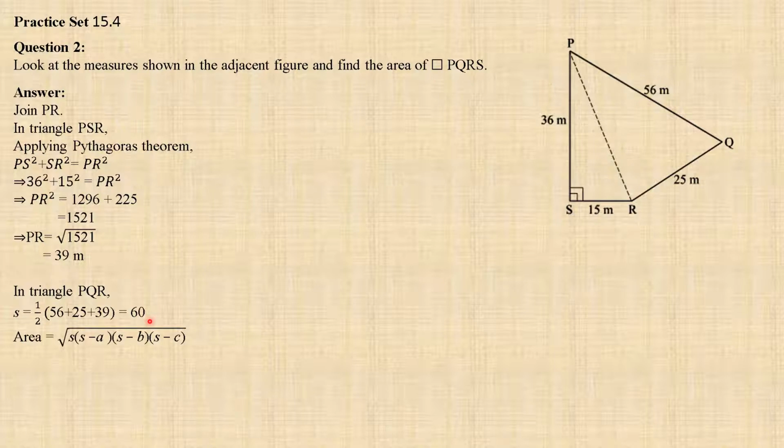And now we'll use Heron's formula to find the area of triangle PSR. Substituting the values of S, A, B, and C, we get the square root of 60 into 60 minus 56 into 60 minus 25 into 60 minus 39. Now solving and simplifying this, we get the area of triangle PSR to be 420 square centimeters.